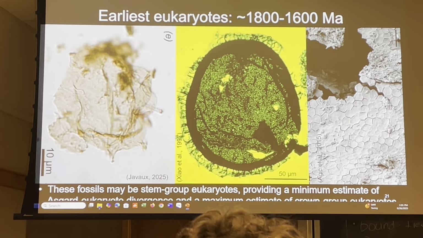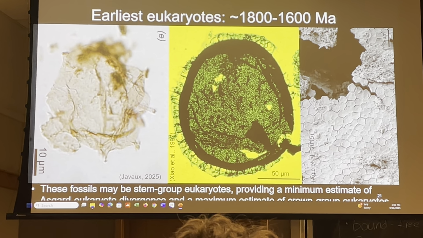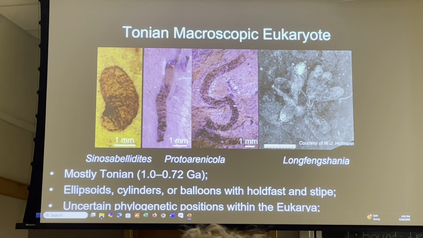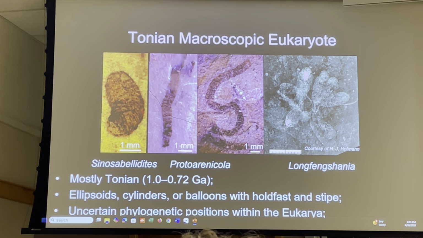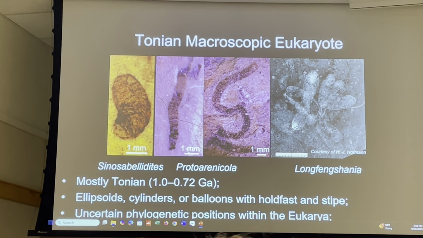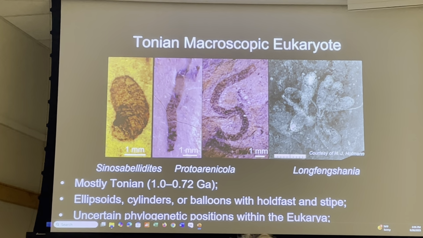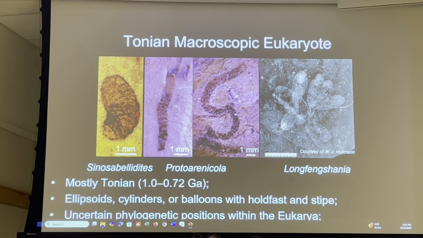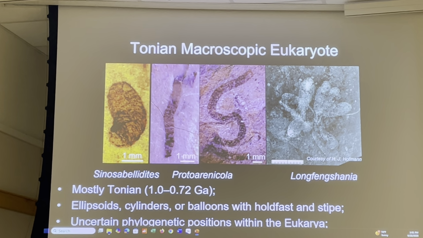So they're interpreted as eukaryotic fossils. Nothing like this is found in older rocks. Okay, so we take this as a minimum estimate of the split between eukaryotes and their living sister groups. Those fossils might be stem group eukaryotes, we don't know, or could be crown.